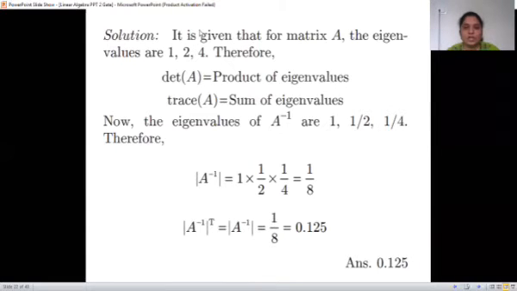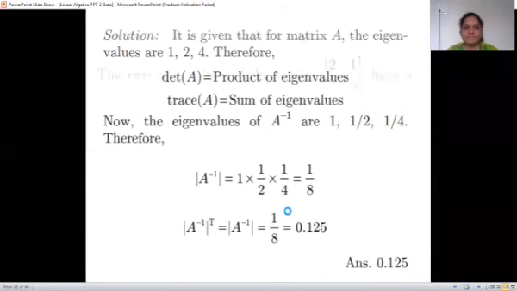Very good. Okay, as it is 1, 2, 4, we know the determinant is the product of eigenvalues, and trace is the sum of eigenvalues. So the eigenvalues of A inverse are 1, 1 by 2 and 1 by 4. Therefore, the determinant of A inverse is multiplying them, 1 by 8. But it will not change if we take the transpose also. Both are the same, the determinant of A inverse and A inverse transpose. So it is 1 by 8 only, and that is 0.125. Any doubt?